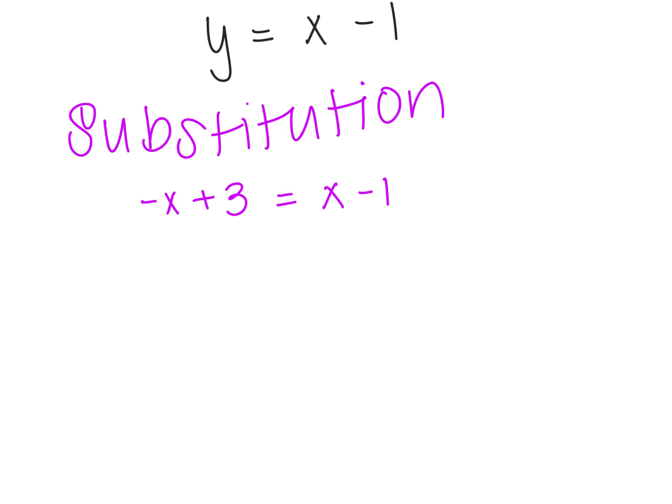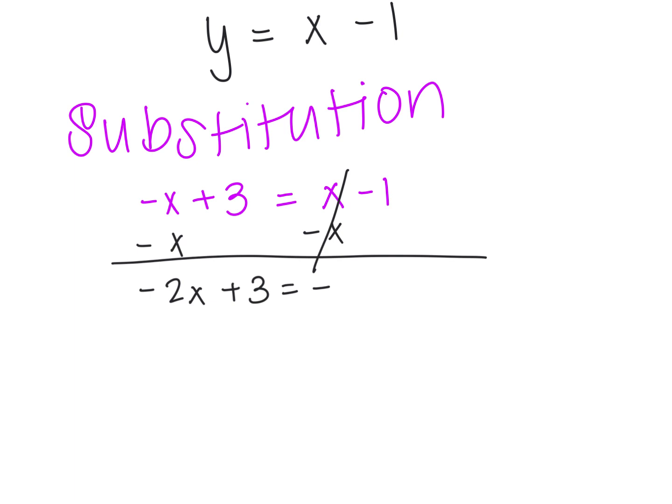Looking at this, I need to get my x's to one side, so I'm going to subtract x. These are going to cancel out. I'm going to have negative 2x plus 3 equals negative 1. If you moved the negative x to the other side, you would still have 2x; you could do it either way. Again, I'm solving for x. I'm going to subtract 3 from both sides and get negative 2x equals negative 4.